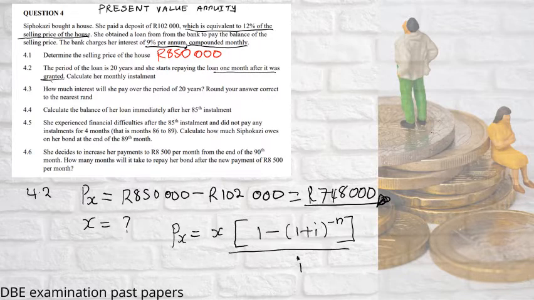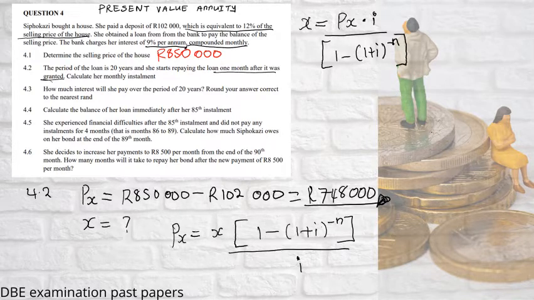All divided by i. So in order to solve for X, we can simply cross multiply and get X. When you cross multiply, X will be PV multiplied by i, divided by 1 minus (1 plus i) exponent minus n, right? So we can basically substitute there. What is your present value? It was 748,000 rands, multiplied by what is your interest?